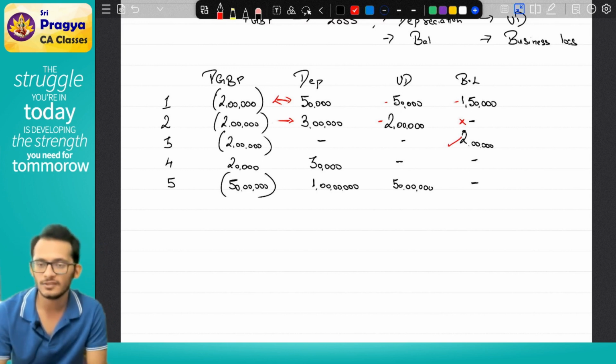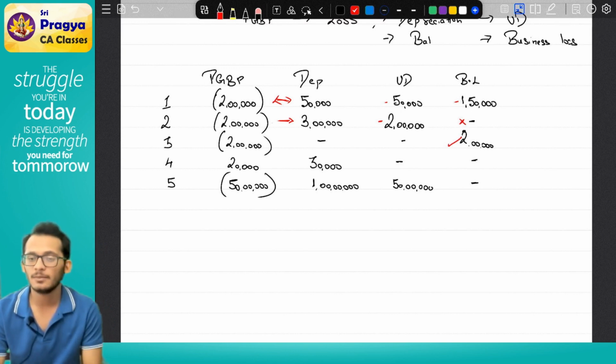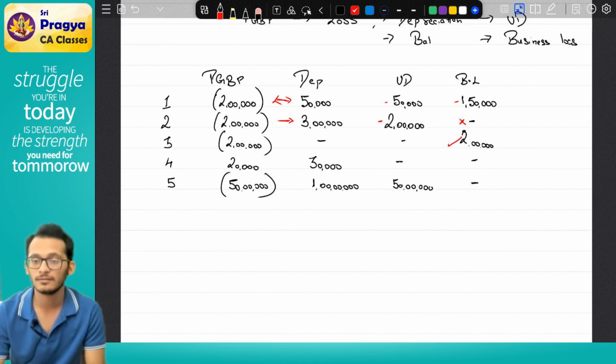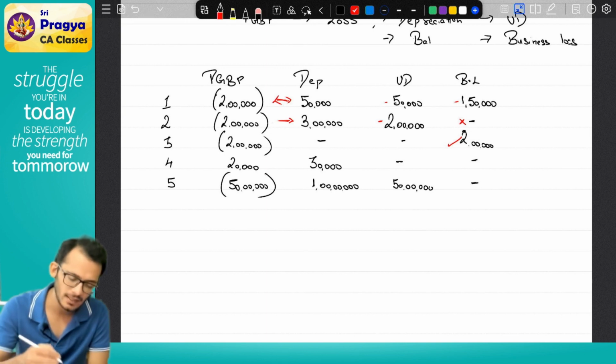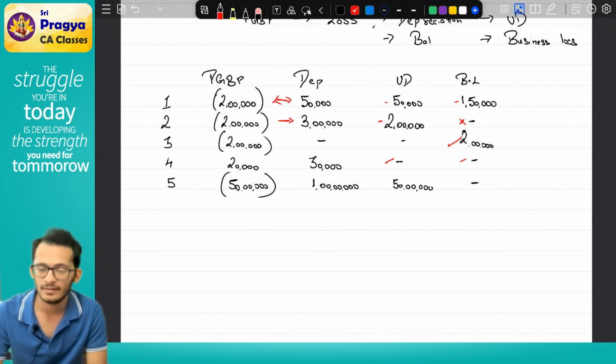Yes or no? Fourth scenario, I have a profit of 20,000. The moment I have a profit, do I have any loss? No. If I don't have any loss, will I have any UD? No. Will I have any BL? No. So therefore nothing is there.